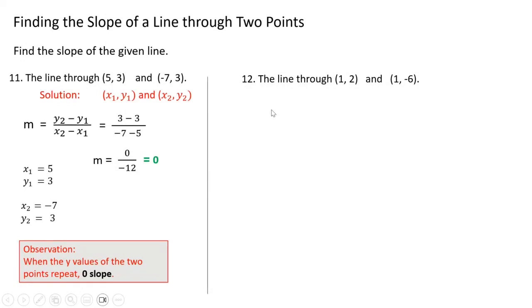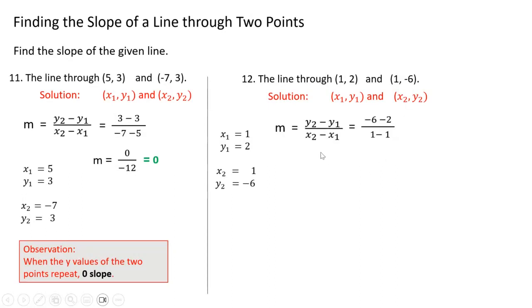Now look at number 12. Again, by showing all the work, x1 is 1, y1 is 2, x2 is 1, and y2 is negative 6. So if we plug them into the formula, we're going to get negative 8 over 0, which is undefined.